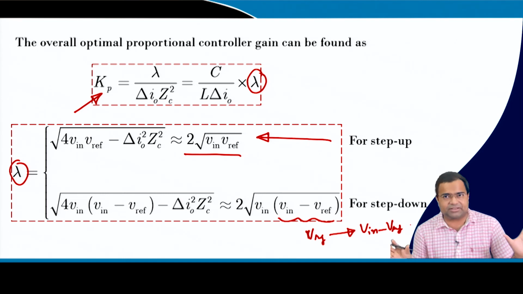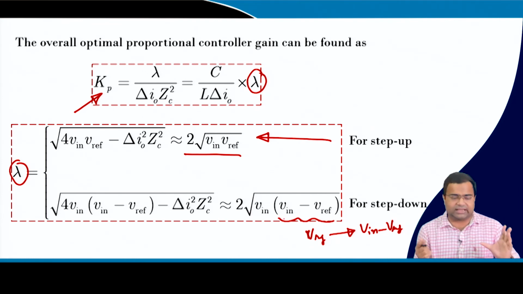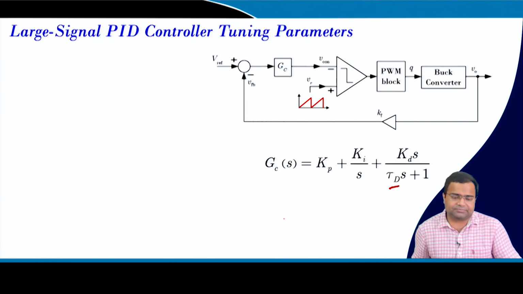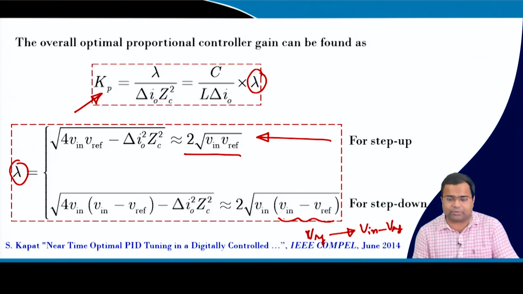For 50% duty ratio, both are the same, but for high input voltage, the falling slope will be higher than the rising slope, and that is already there in this paper. So, using large signal, this is what we discussed for current mode control.